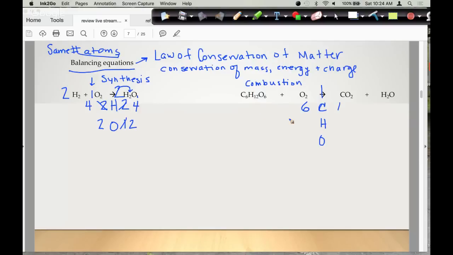We have 12 H's on one side and 2 on the other. And then I have 6 plus 2, I have 8 O's on this side. I have 2 plus 1, I have 3 O's on the other side.